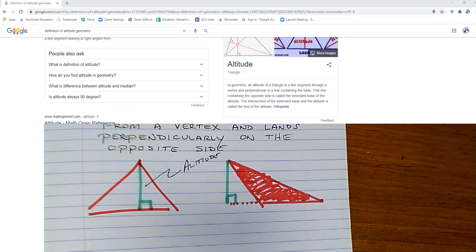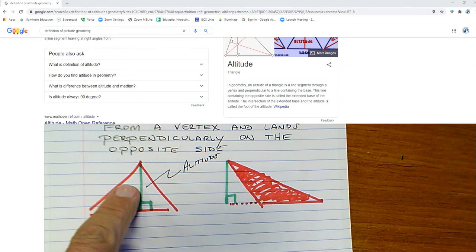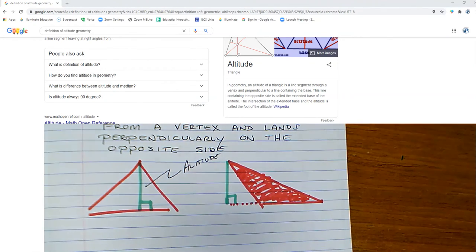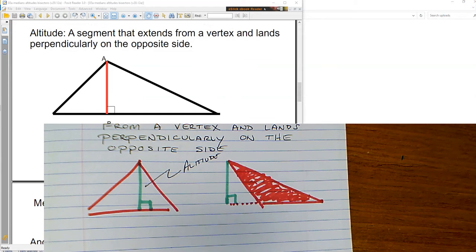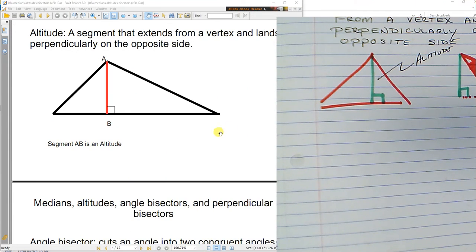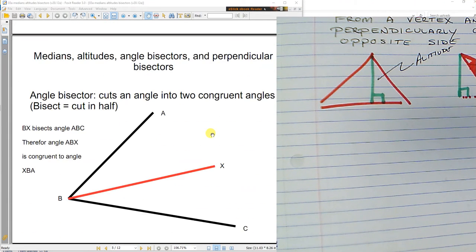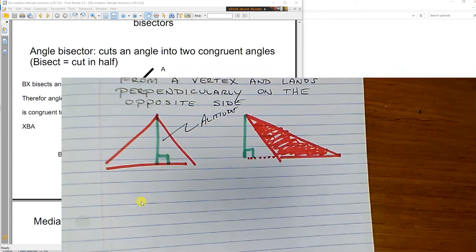So don't think that the altitude has to be on the interior of the triangle. The altitude can be on the exterior of the triangle also. Good enough. So we've done an altitude. Okay, an angle bisector cuts an angle in half.